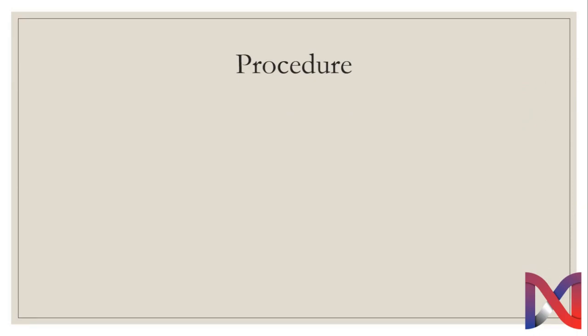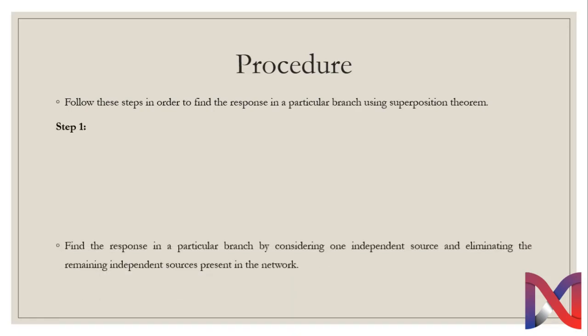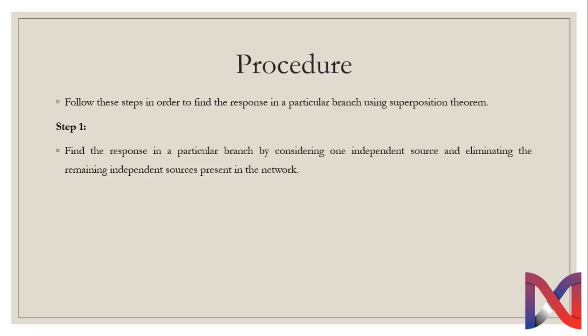Now we will discuss the procedure of superposition theorem. You have to follow these steps in order to find the response in a particular branch using superposition theorem. First step is you have to find the response in a particular branch by considering one independent source and eliminating the remaining independent sources present in the network. You have to kill all the sources and keep alive a single independent source, either current or voltage.